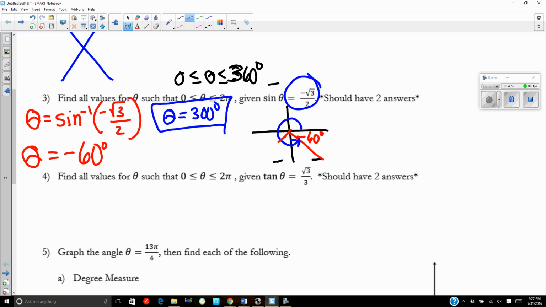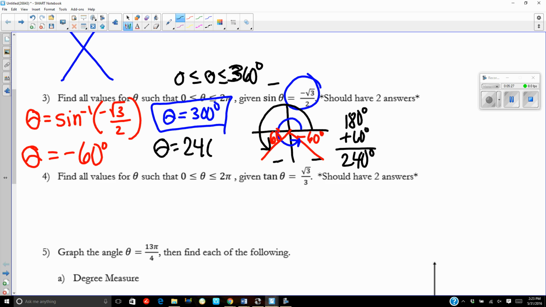Your other answer is going to be in this quadrant, because this is also the quadrant where sine is negative. So you need to find this angle that forms a 60-degree reference angle in the third quadrant. So from the beginning to this point, to find that angle, you're going to take 180 and add the reference angle this time. We're in the third quadrant, so 180 plus 60 is 240 degrees. So 300 and 240 are your two answers.